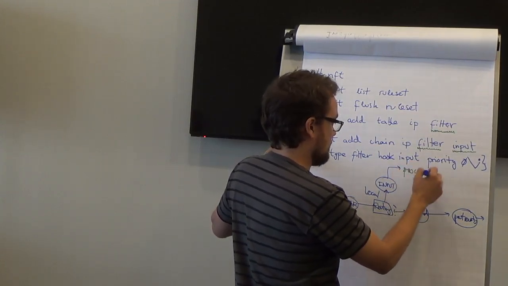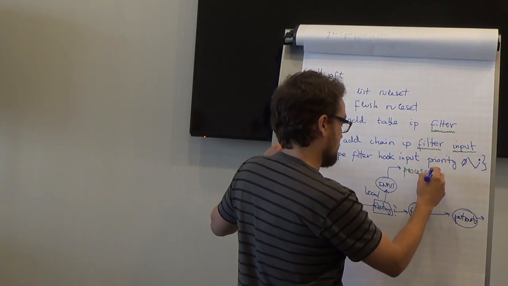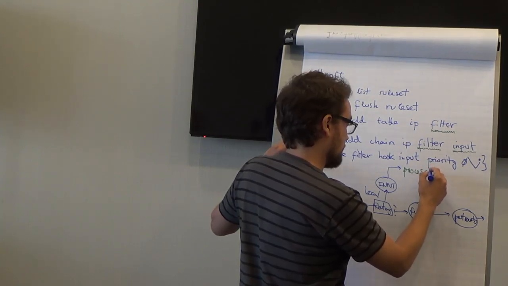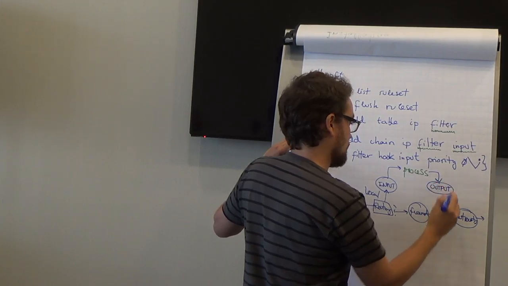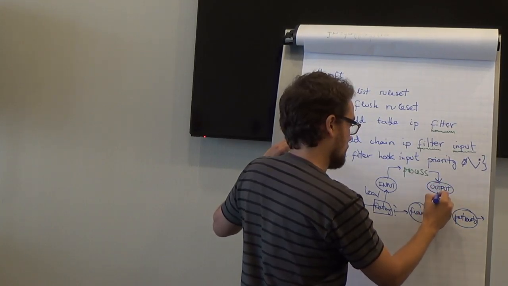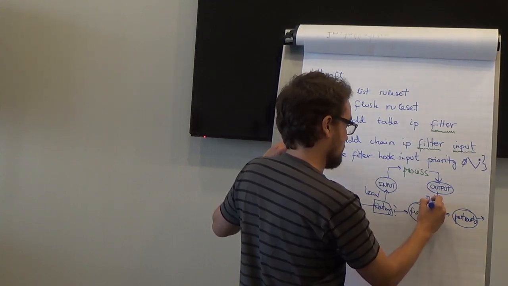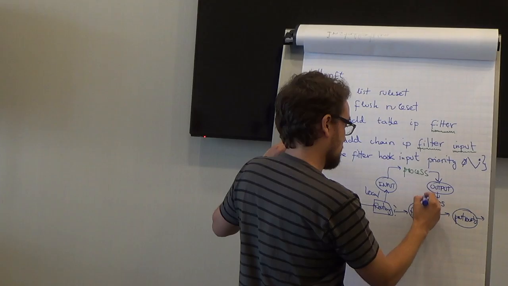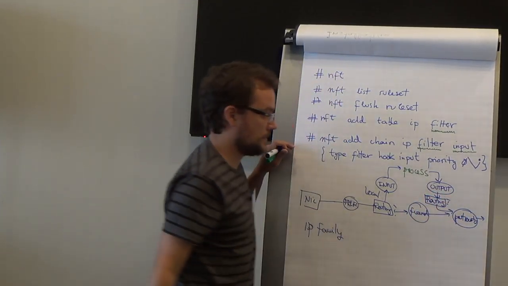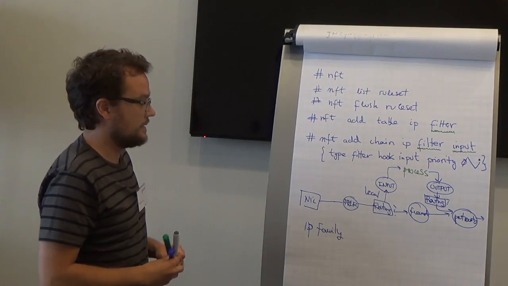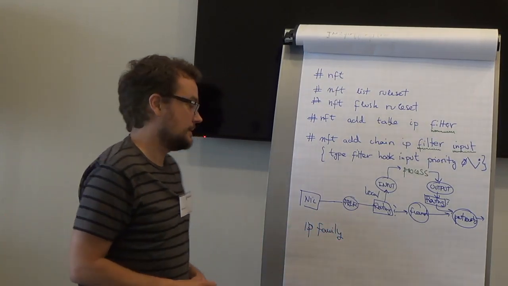And in case this is locally generated traffic sent by the process, so output, we got the routing, and then post-routing. Okay, so this didn't change at all. It's exactly the same.